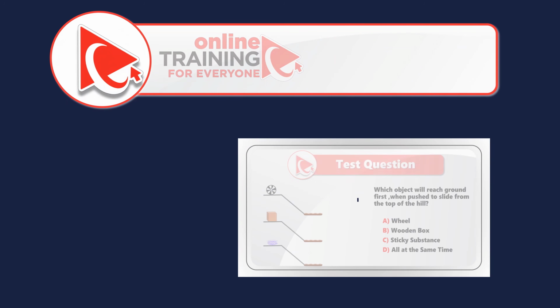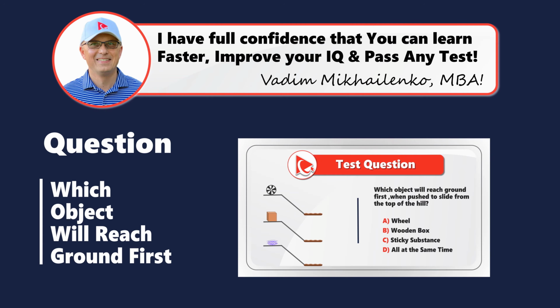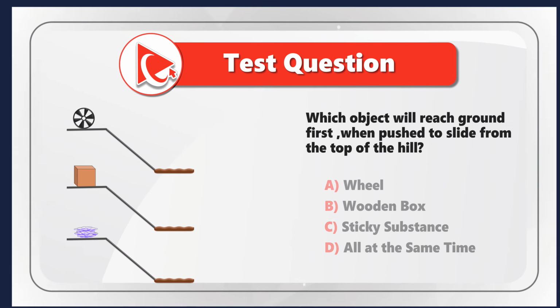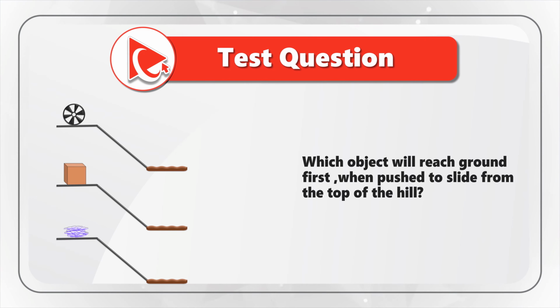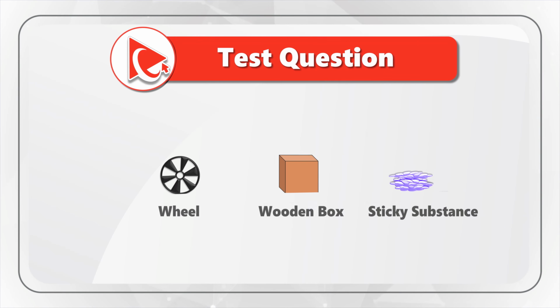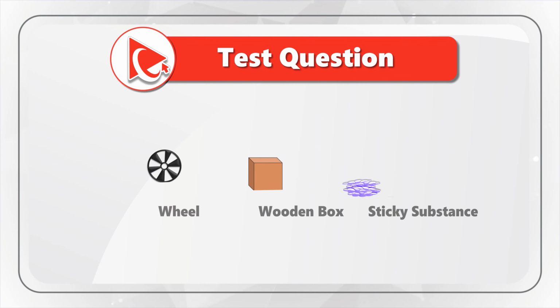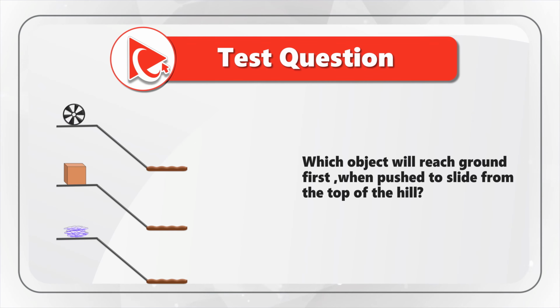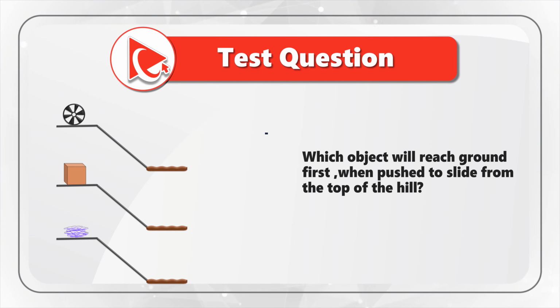Here's an amazing question which tests your knowledge of objects, their properties, and the way they move from the top of the hill down to the ground. You're presented with 3 different objects, and you need to determine which object will reach the ground first when pushed to slide from the top of the hill. You have 4 possible choices to select from.